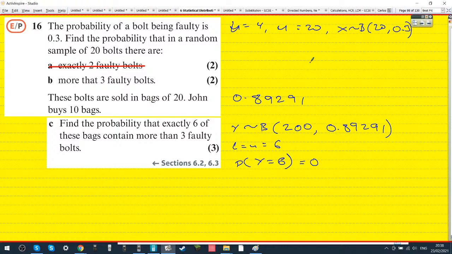These are both sold in bags of 20. John buys 10 bags. Ah. Wait, how did you get 200? Buys 10 bags. Because in each bag there's 20 bolts, right? Yeah. I think 20 is a red herring. I think the number of trials is 10.